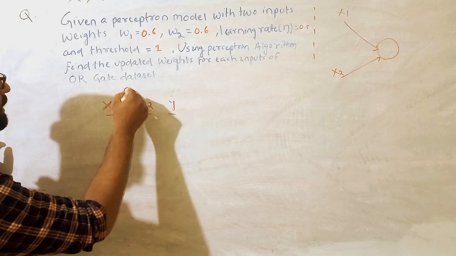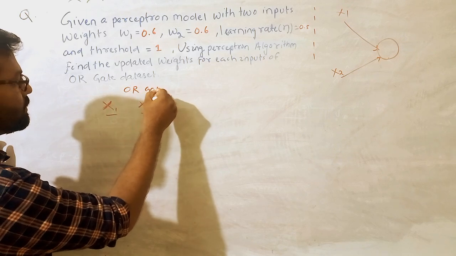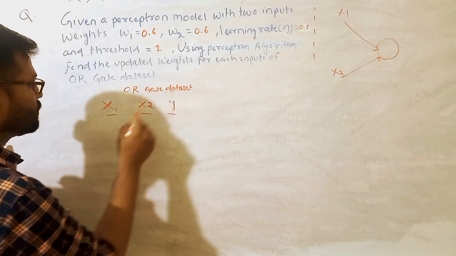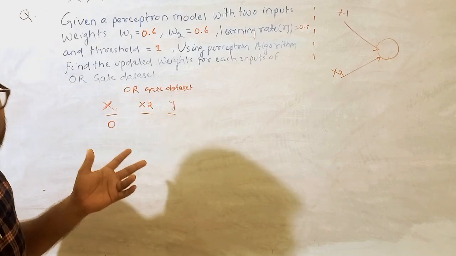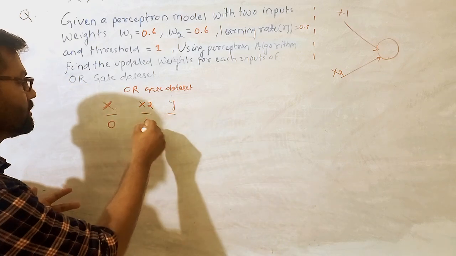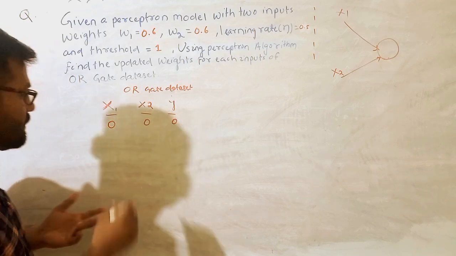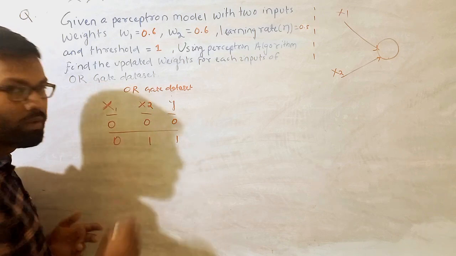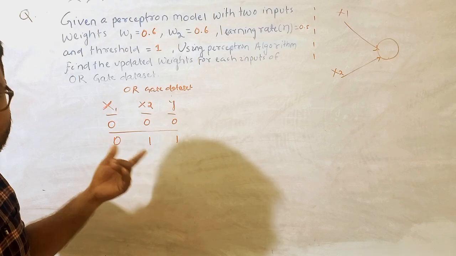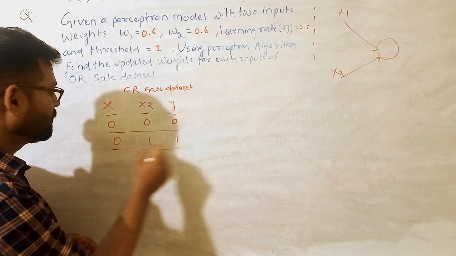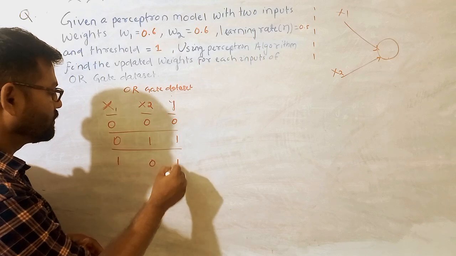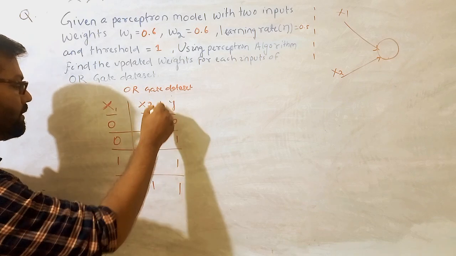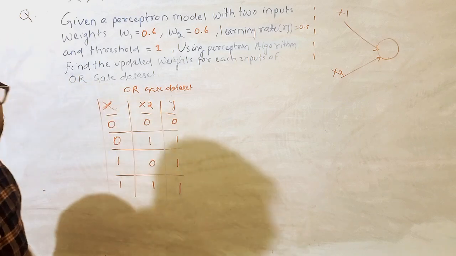So the OR gate dataset will look like this. What are the combinations of x1 and x2? It's binary: 0 0, and its output is 0 for the OR gate. For the 1 0 combination and the 0 1 combination, it is going to produce 1. Basically in the OR gate, if both inputs are 0, the output is 0. Otherwise it is 1. So for 1 0 it is 1, and for 1 1 it is also 1. This is the simple OR gate dataset.